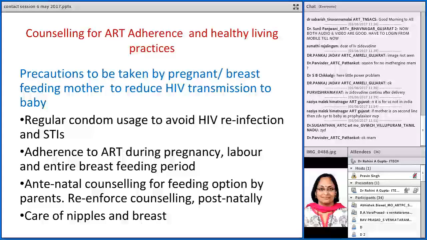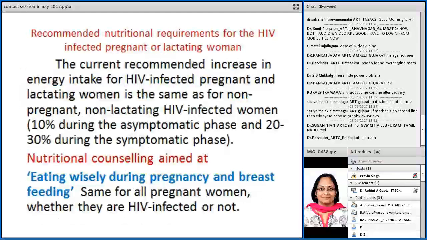Precautions to be taken by pregnant and breastfeeding mothers to reduce HIV transmission to the baby are regular condom usage to avoid HIV reinfection and STIs, adherence to ART during pregnancy, labor and the entire breastfeeding period, antenatal counseling for feeding options by parents, reinforced counseling postnatally, and care of nipples and breast.